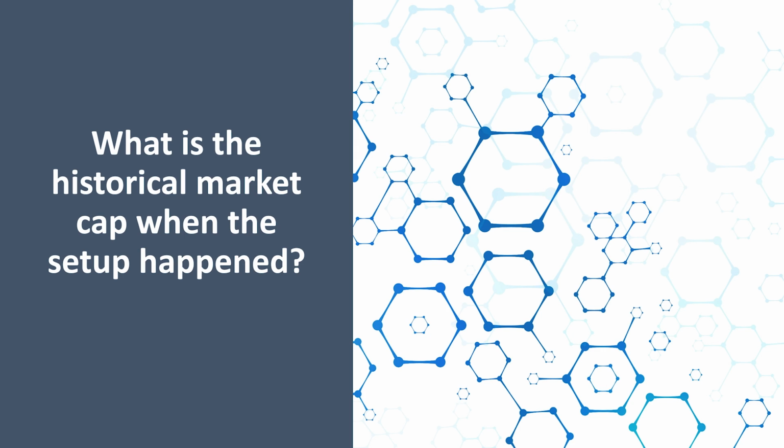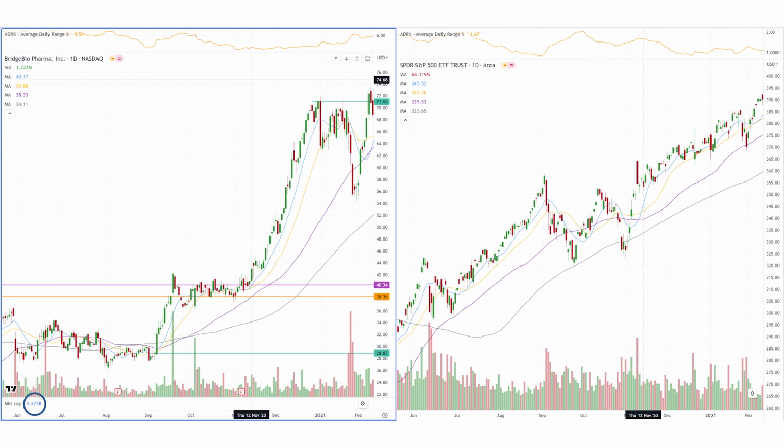Here's the next question. What is the historical market cap when the setup happened? The historical market cap was collected from TradingView. Here's an example. In this case, we have a breakout. The dotted line is highlighting the breakout day. This is the day in particular, 12 November 2020. And on this day, the market cap is highlighted here on the bottom left of the chart. So in this particular example, it was 5.2 billion historical market cap when the setup happened.